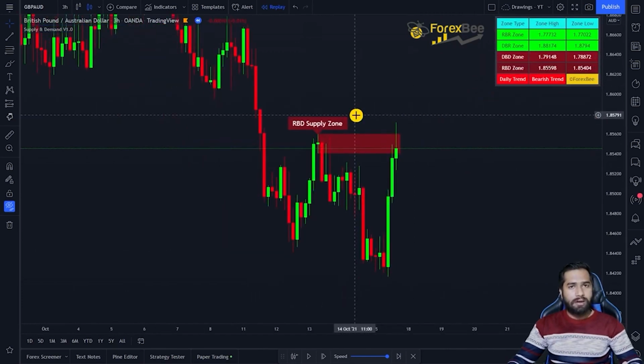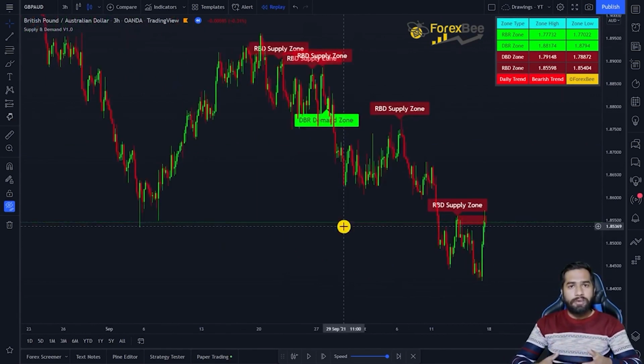So these are all the features that we have added into our supply and demand indicator, and we're constantly working on this indicator in order to add more confluences and more features, which will be very helpful to you.